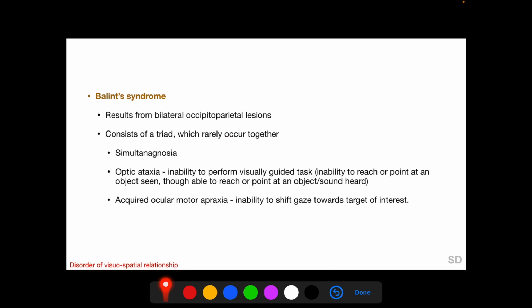In optic ataxia, the patient has difficulty to perform visually guided tasks, so he may be unable to reach or point at an object seen, though he is able to reach or point at an object or a sound which he hears. And in acquired oculomotor apraxia, the patient has an inability to shift gaze towards a target of interest.